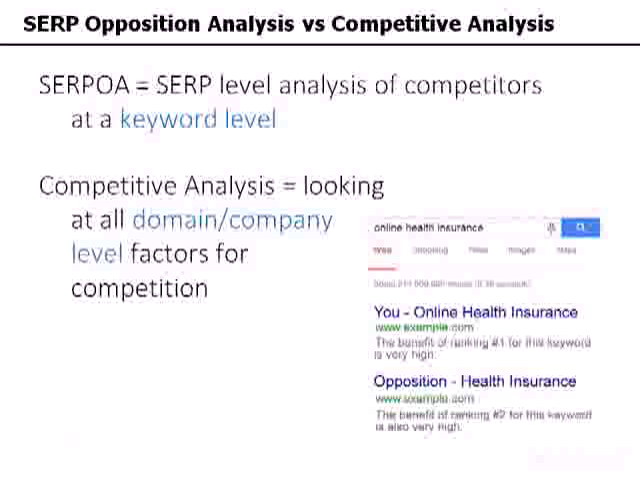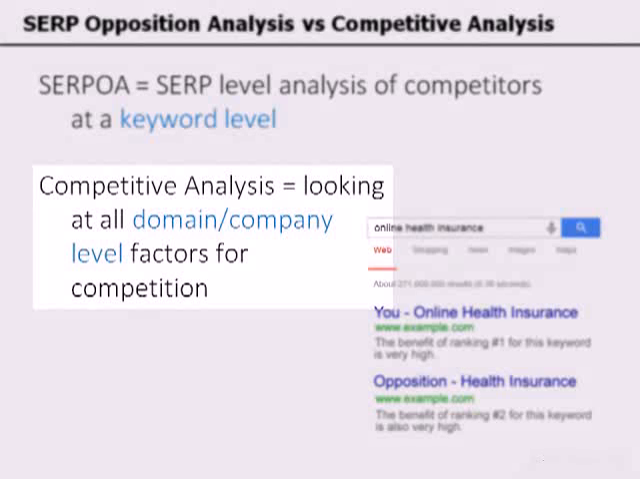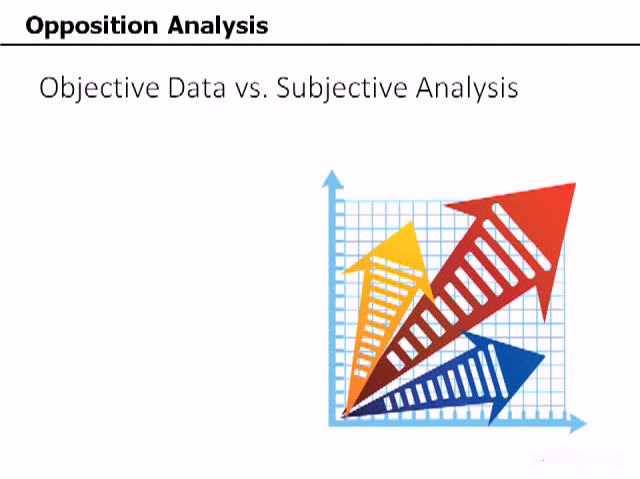and stick to those. The difference here between what I call keyword opposition analysis for KOB scoring is looking at the search engine result positions, the search results themselves, and doing a SERP level analysis of the competitors at that keyword level, at that search query level. With competitive analysis, we're looking at entire domains, companies, their business models, other factors there. But for opposition analysis, we're looking right at the search results specific to our SEO. And we're trying to look at objective data instead of subjective data. We want to look at the things that we can measure easily in aggregate rather than things that are just human opinion here.